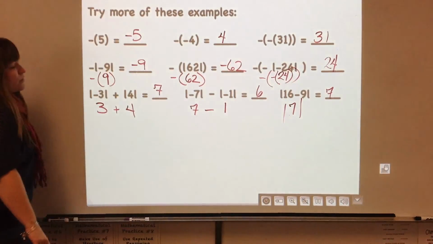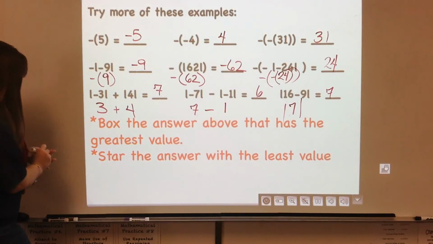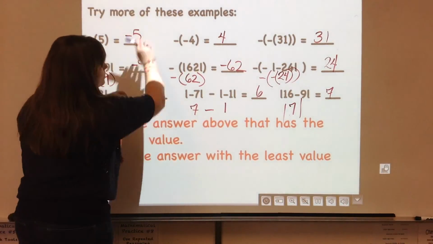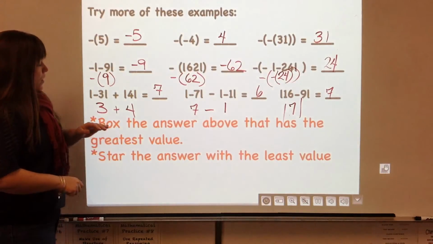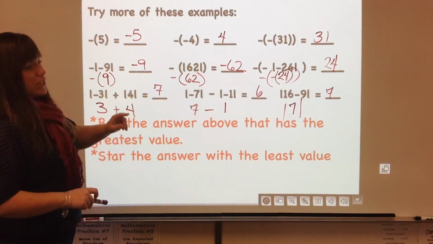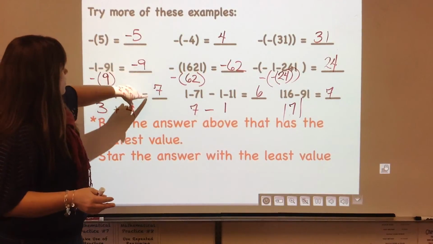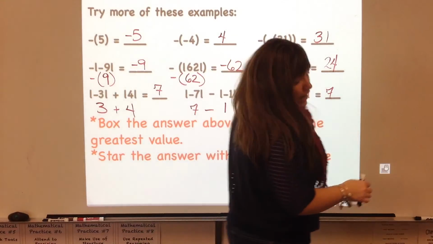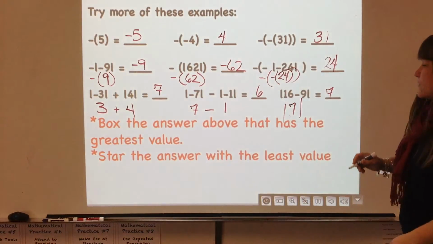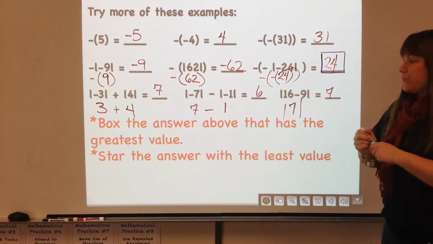A couple last things. We're just going to do some boxing and starring and circling. So of these answers that we have now, we want to box the answer above that has the greatest value. So what's the largest or greatest number? And you're going to look at all of these, and I'm finding that 24 is the largest positive value.